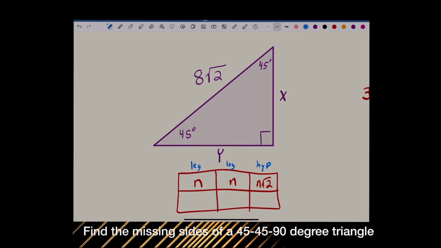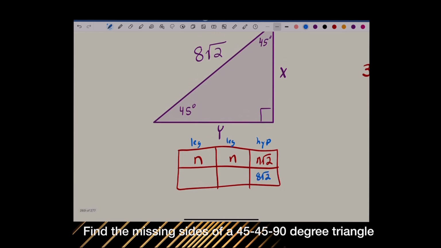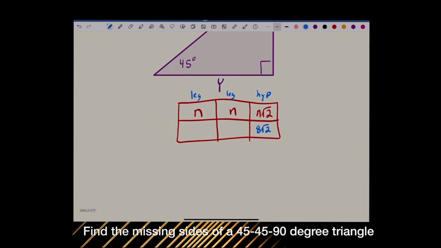What am I given? I'm given the hypotenuse. I know the hypotenuse is 8 times the square root of 2. Okay, the hypotenuse is opposite the 90 degrees. That's what I'm given. Okay, I got to find this n value so I can find the values of x and y. So I'm going to set my table up as an equation. N times the square root of 2 equals 8 times the square root of 2.